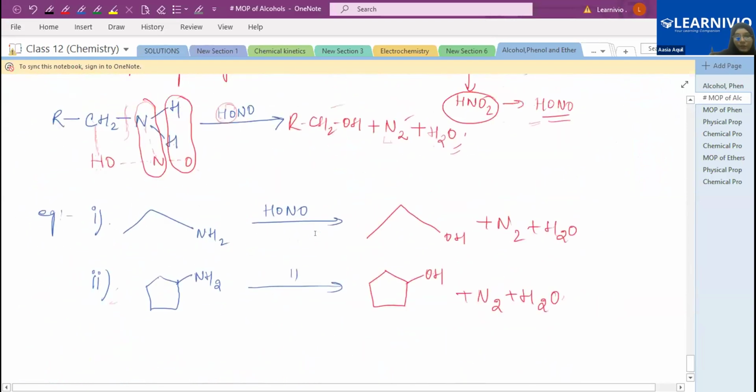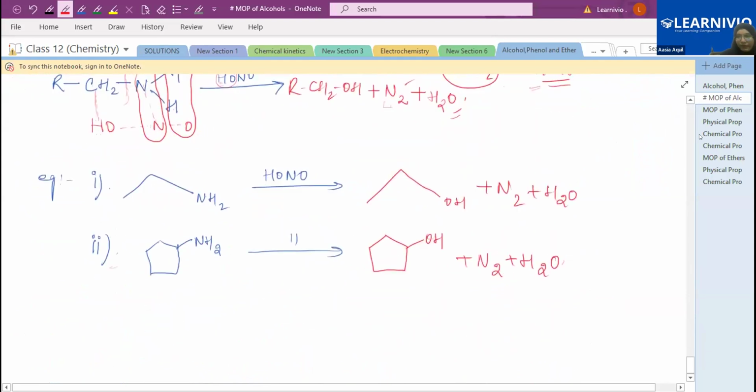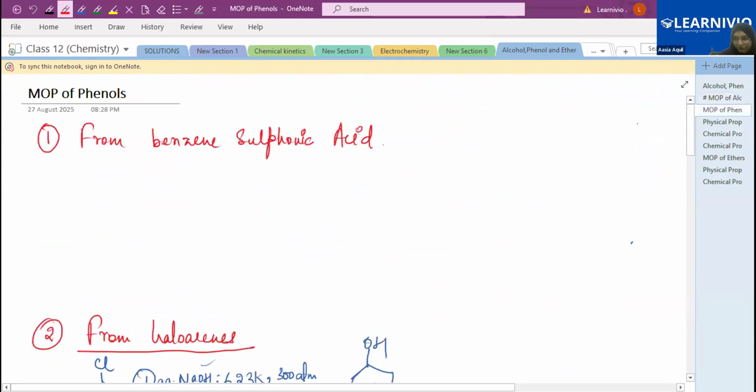And the last method was from the aliphatic nitrile. Next topic is methods of preparation of phenols. Write down the heading: Methods of preparation of phenols. So how are phenols prepared?